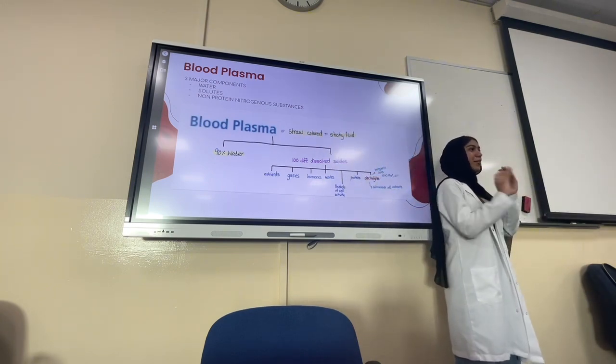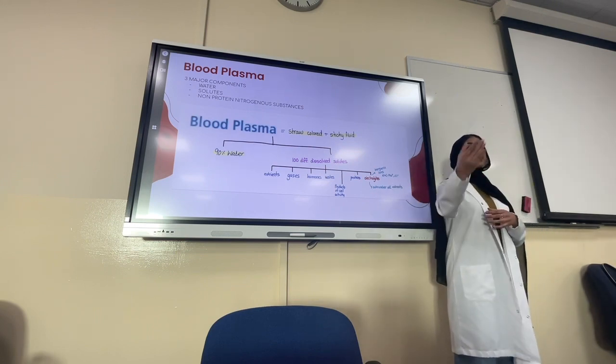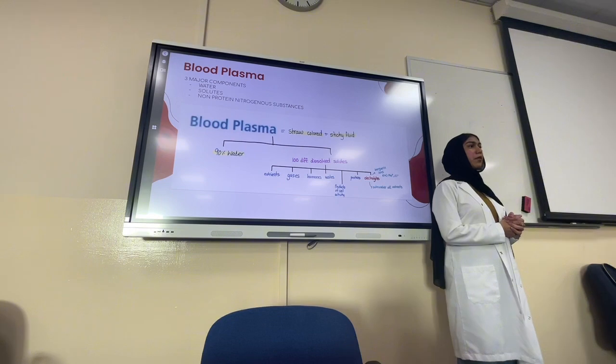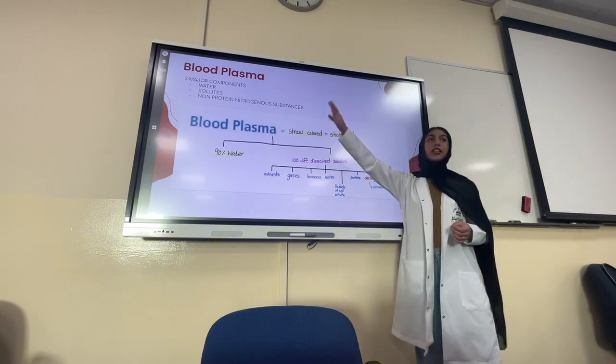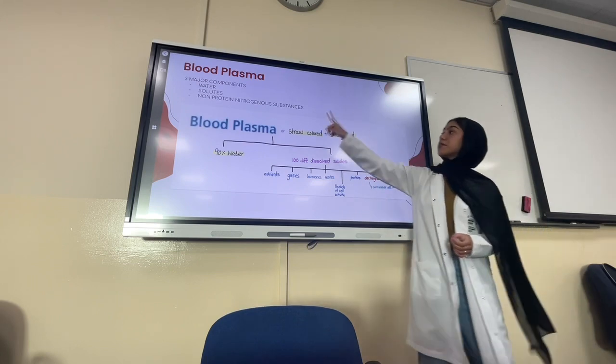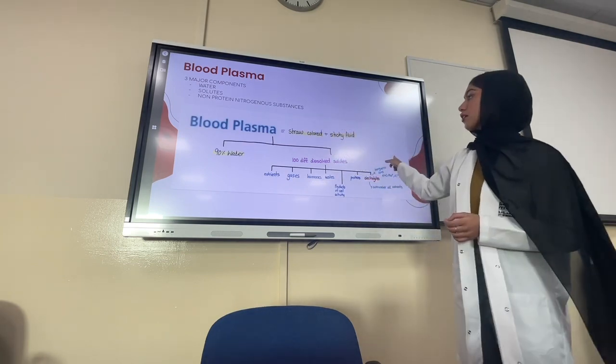As for the non-protein nitrogenous substances, it's not that important. Give it a read. I don't mean they're not going to test you, I don't know, but it's not that important. So it's just going to be what? Can someone give me any example? Urea. Exactly. So these are going to form the non-protein nitrogenous components. What's really important here to focus on is the solutes in blood.